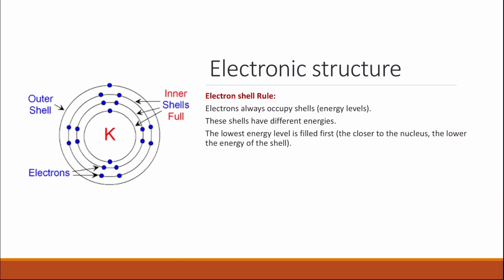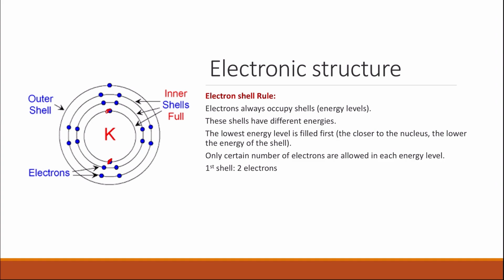The lowest energy level is filled first when the electrons start to occupy the different energy shells. So the ones which are closer to the nucleus will be filled first, and then the ones which are further away from the nucleus. Each energy shell has a maximum capacity of electrons. So the first energy shell has a maximum of 2 electrons. So just 2 electrons can occupy the first energy shell.